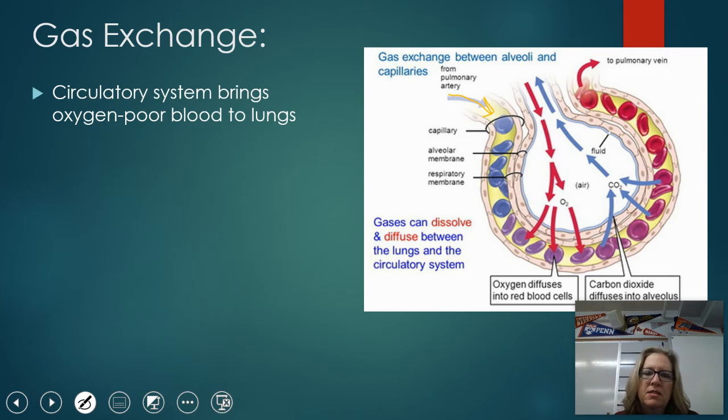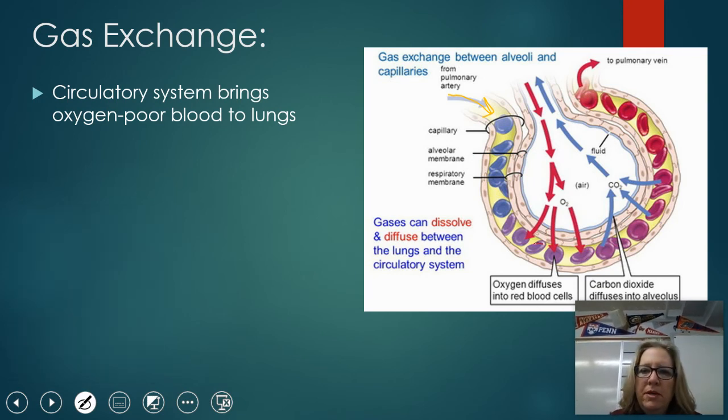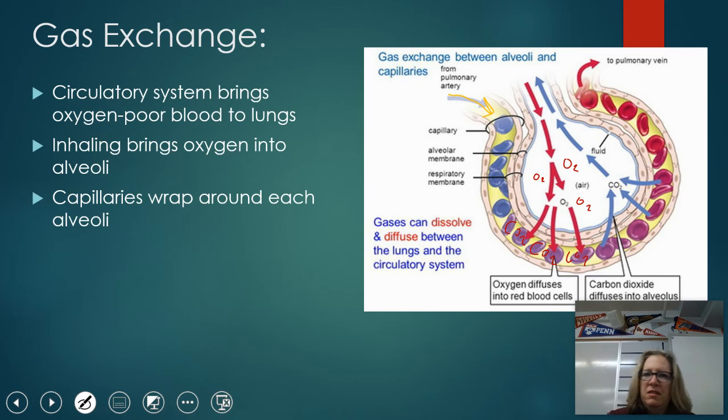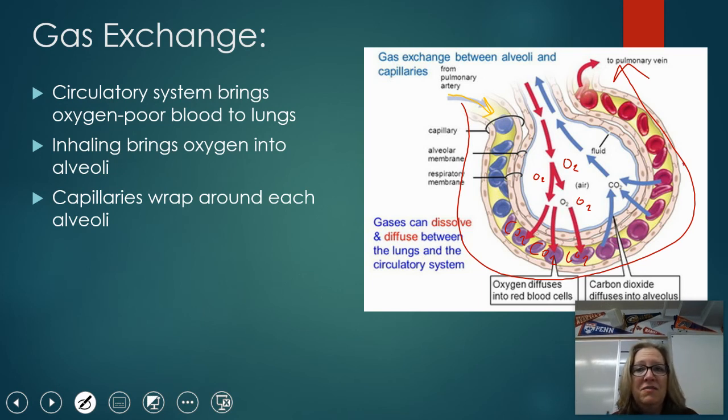So what happens in this capillary is you have a really, really high concentration of carbon dioxide, okay? So there's a whole bunch of CO2 in this capillary, okay? When you inhale, you bring in oxygen. And so inside this alveoli, you have a whole bunch of oxygen. You have a really high concentration of oxygen, okay? And then the capillary goes all the way around the alveoli. Okay, so when it comes in, it's very oxygen poor. By the time it leaves, it's nice and oxygen rich. Okay, oops, that's supposed to say rich.